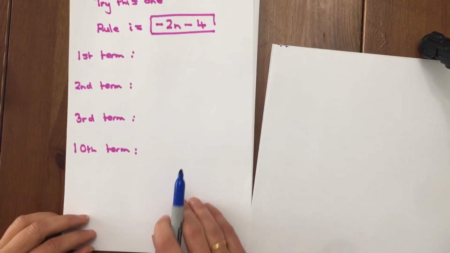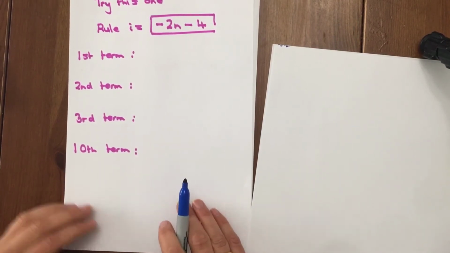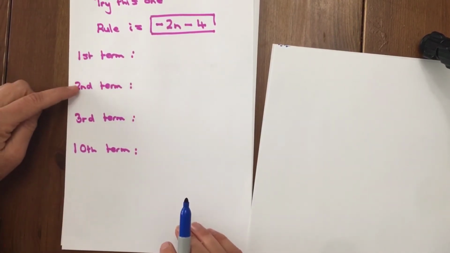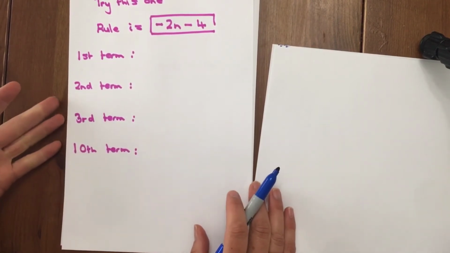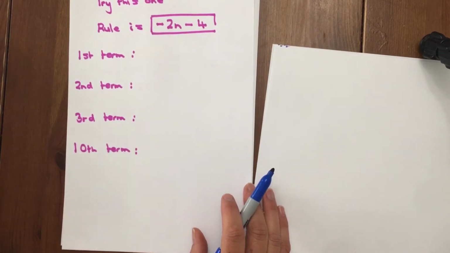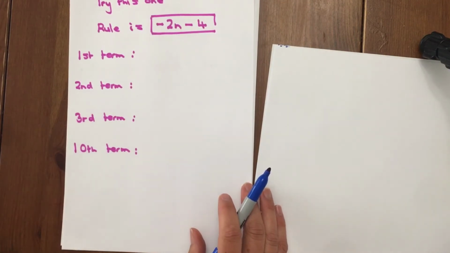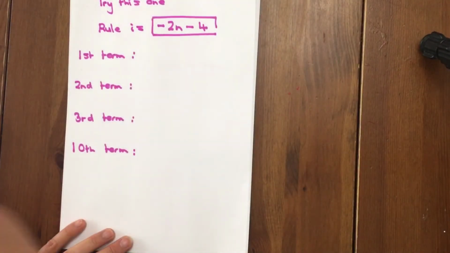Right, so you're going to have a go at this one. Minus 2n, take away 4. I want you to find the first term, second term, third term and the 10th term. Pause the video, have a go, write it in your book as well. So you've got some notes on this, and you might want to write one of the others or all of the other examples that I've done as well, so that you can come back to that to understand it.